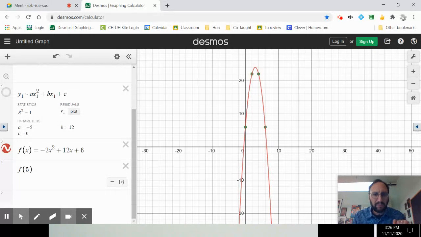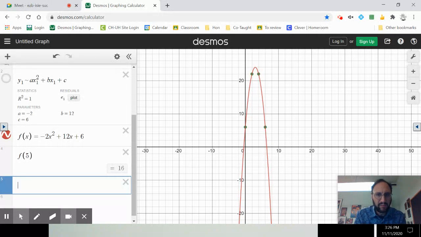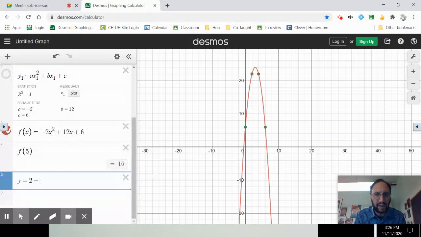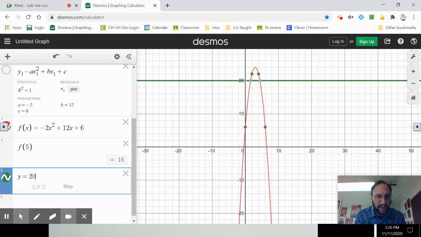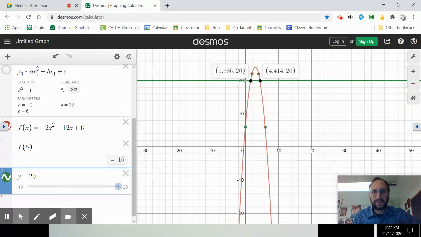Another type of question asks just the opposite. It says, when does it reach 20 feet high? And for that, you might do something like this. Since the 20 feet is a y value, you'd say, well, how about if we say y equals 20? I'll type it right. Y equals 20. And notice that the green line goes through the parabola in 2 places. So over here at 1.586 seconds, and over here at 4.414 seconds. So there's 2 different things going on.